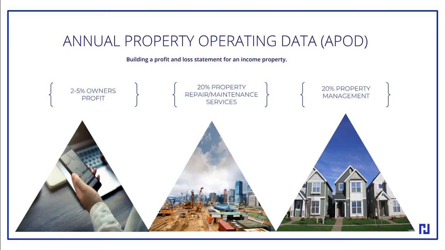Additional items to consider are owner's profit. Owner's profit typically ranges from 2 to 5%, property repair and maintenance services, which obviously are about 20%, and of course, property management. So these are going to be the ongoing expenses associated with property management over and above the property management fees. Again, about 20%.